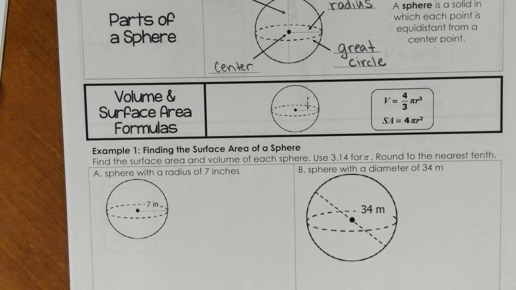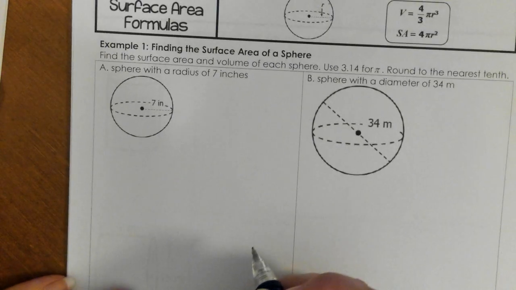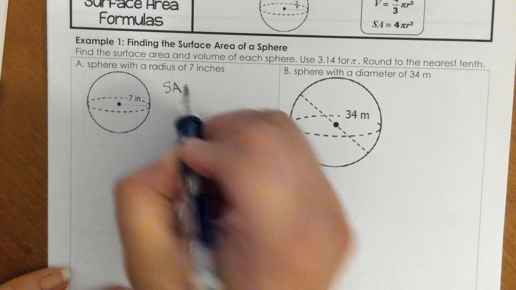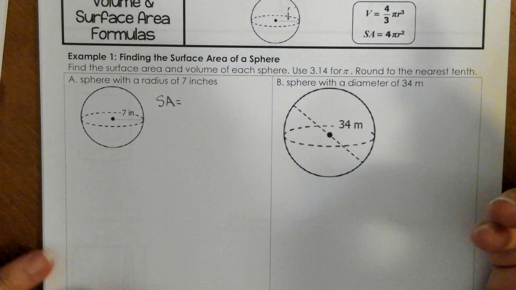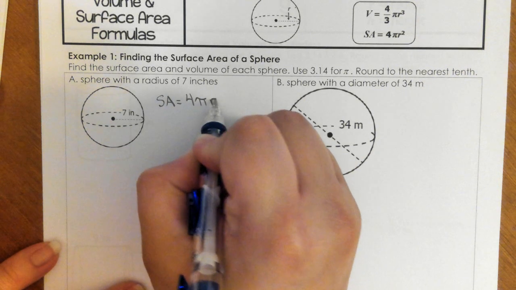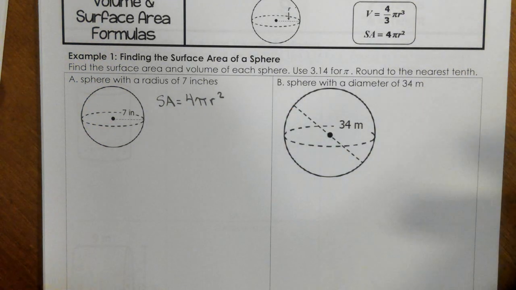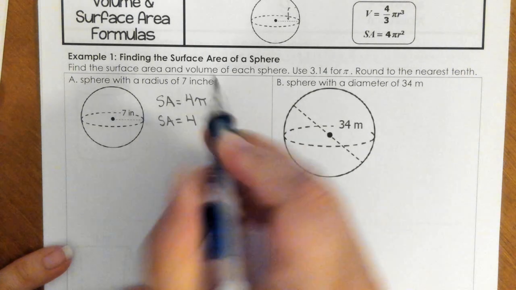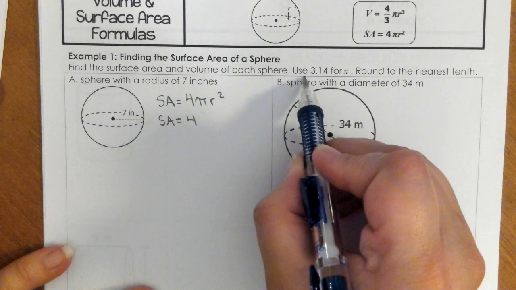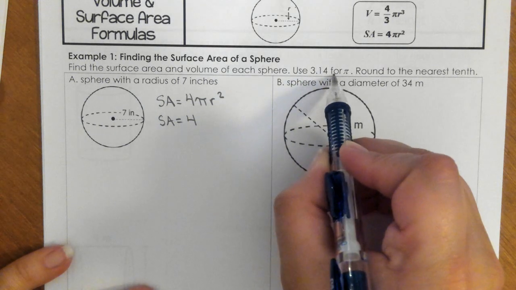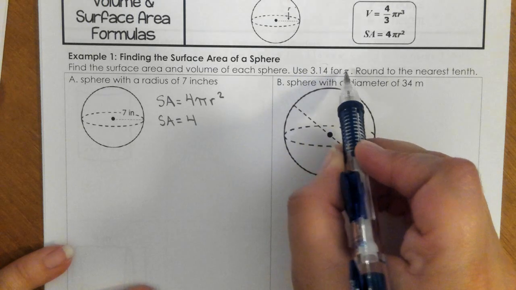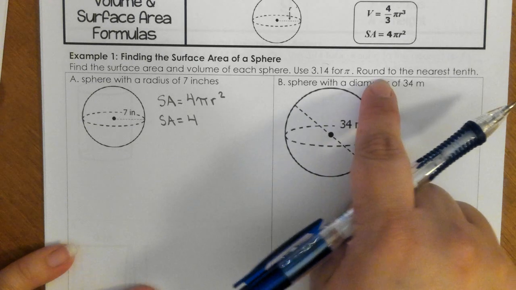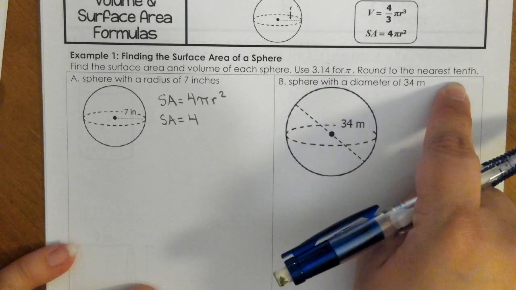So first, the surface area formula. I am going to write out the formula every single time just so that you get used to it. You will obviously be able to reference the formulas at any time, but honestly, the more you write it, the more comfortable you get with it and you memorize it. So for our surface area, it says find the surface area and volume of each sphere. Use 3.14 for pi. Okay, that means that you must use that number for pi. You cannot use the pi button. It will throw your numbers off. So using 3.14 for pi, round to the nearest tenth.